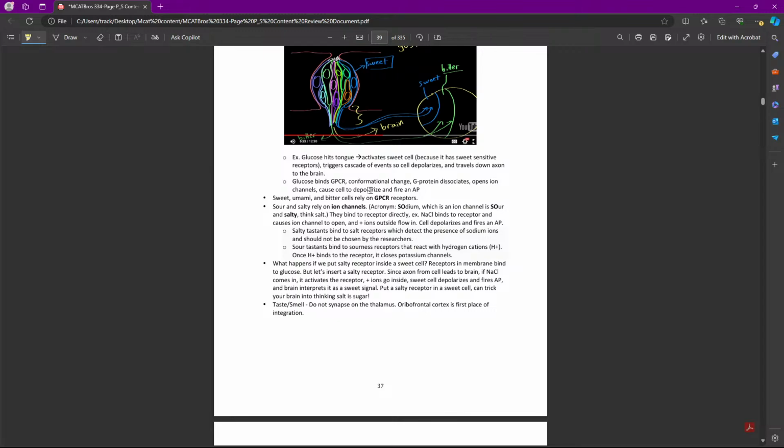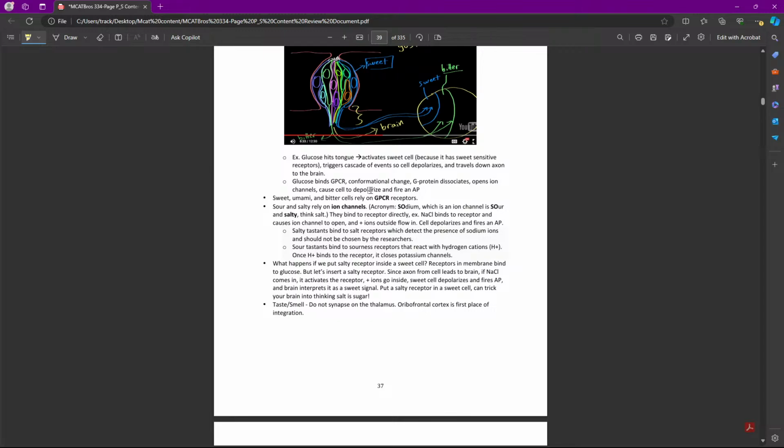Salty tastants bind to salt receptors, which detect the presence of sodium ions. Sour tastants bind to sourness receptors and react with hydrogen cations. Once cations bind, it closes potassium channels, which increases the action potential, because it's closing them, keeping it positive.